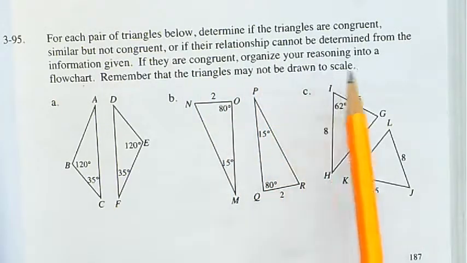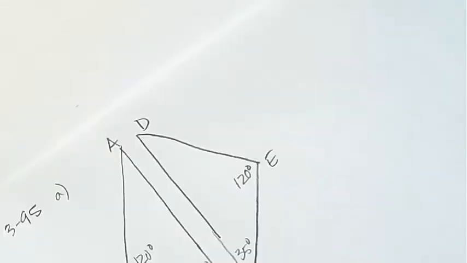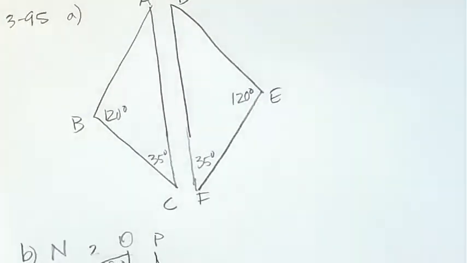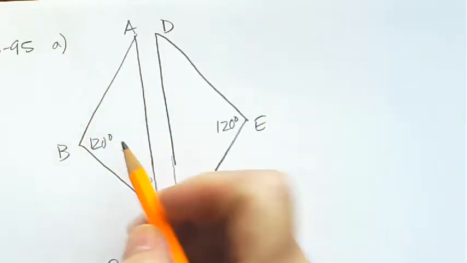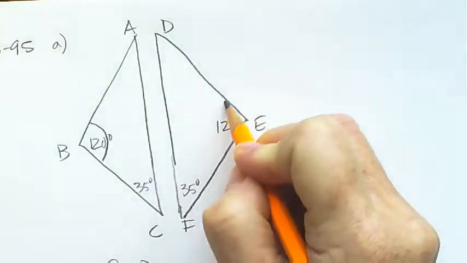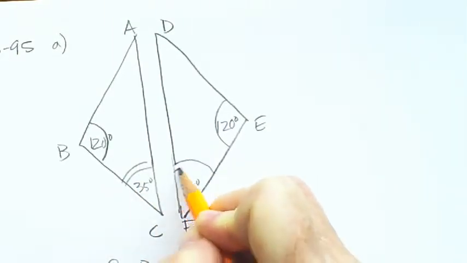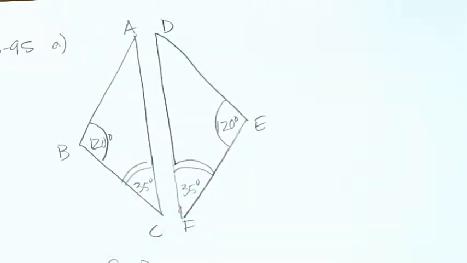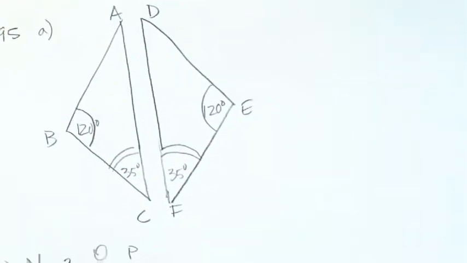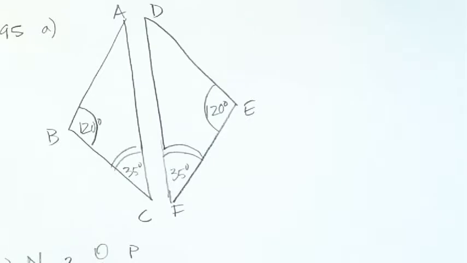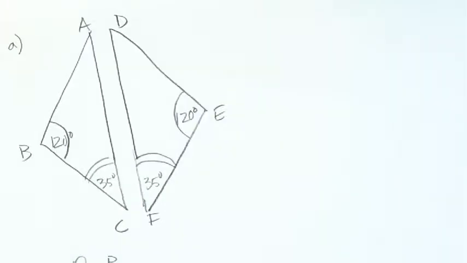Remember that the triangles may not be drawn to scale. Okay, so let's start with part A. We have an angle that's congruent to an angle. We have another pair of angles that are congruent. So we have two triangles, and we've got two angles in one triangle congruent to two angles in another triangle.